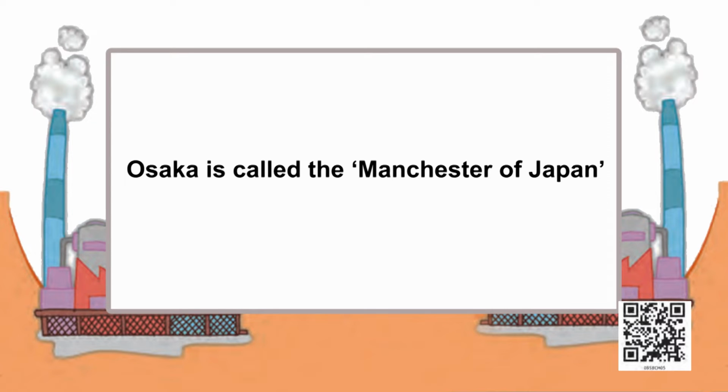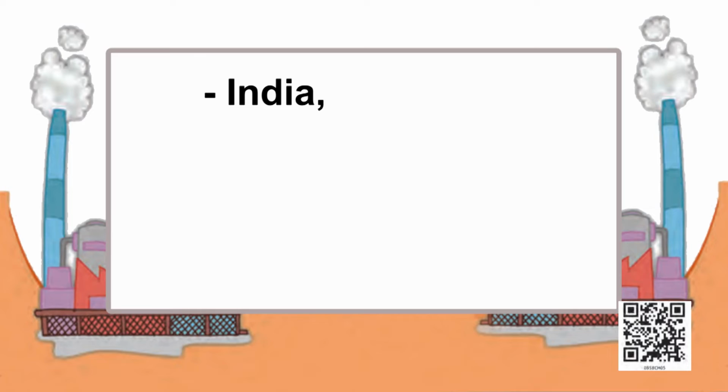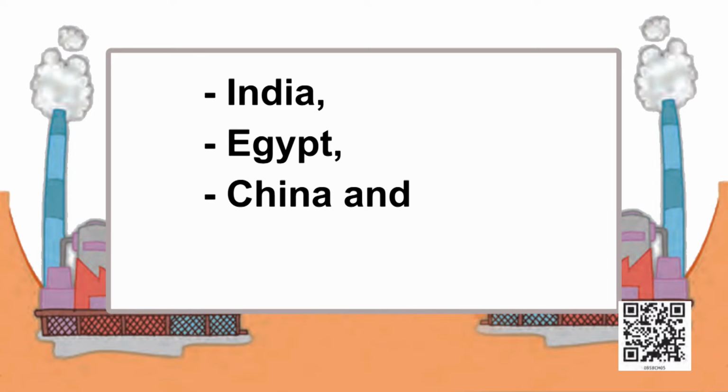Osaka is often referred to as the Manchester of Japan. Osaka is well suited for setting up an industry. The Yodo River provides sufficient water for the industry, while nearby seaports make it easy to export and import materials. Most of the raw cotton is imported from countries like India, Egypt, China and the United States of America. This has made the industries in Osaka dependent on other countries for the supply of raw materials.